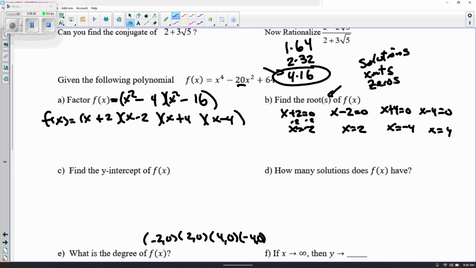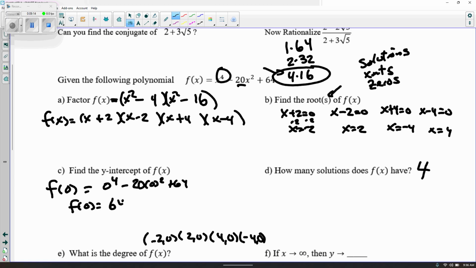How many solutions? Where'd you get that number from, Kevin? It is x to the 4th. Right here tells us. That's the fundamental theorem of algebra. It tells us we have 4 solutions. Y-intercept? F of 0. Well, that would be 0 to the 4th power minus 20 times 0 squared plus 64 gives us f of 0 is equal to 64.